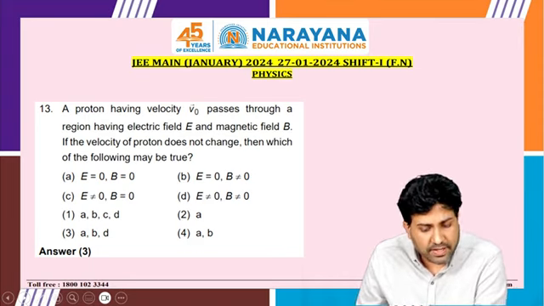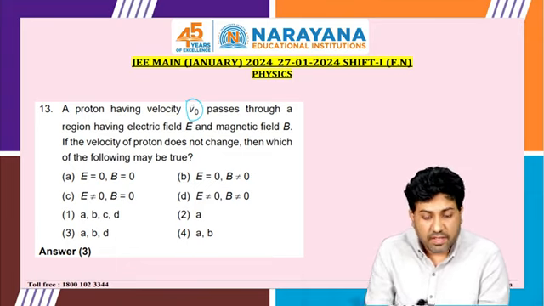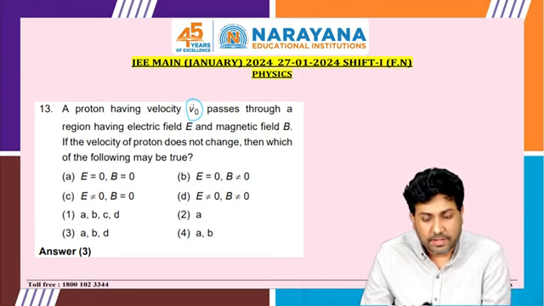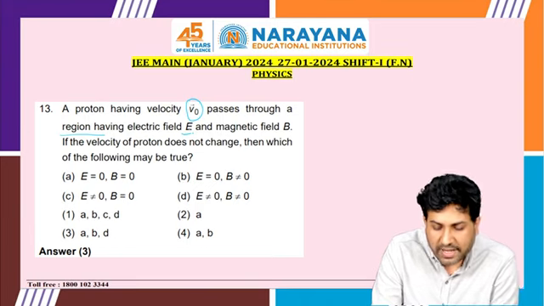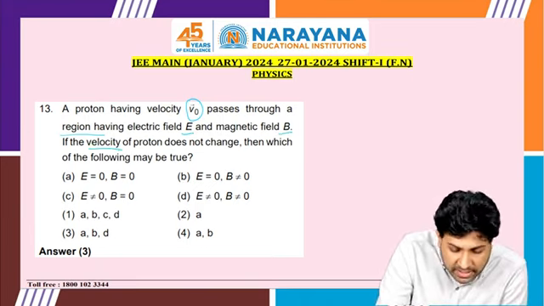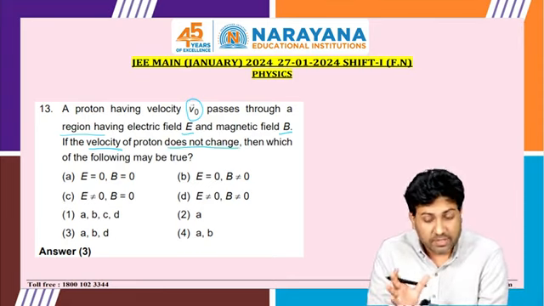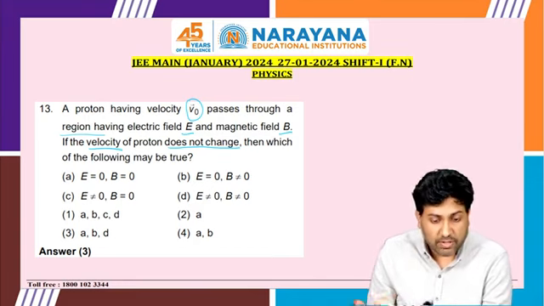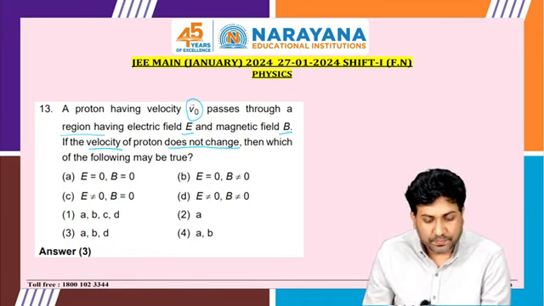In this question, it is given that there is a proton whose velocity is v naught. You have to consider it to be a vector. It passes through a region having both electric field as well as magnetic field. It is given that the velocity of the proton does not change. The velocity does not change here means the vector does not change. That means it cannot change the direction or the magnitude, that is the speed. Then which of the following may be true?